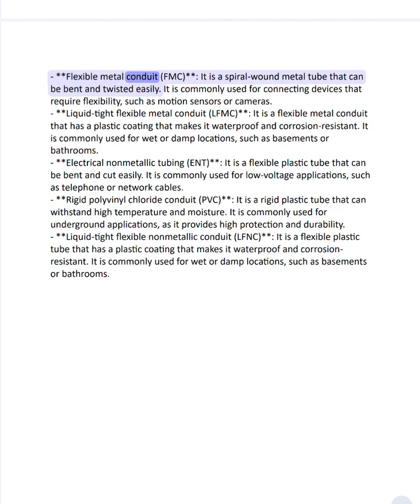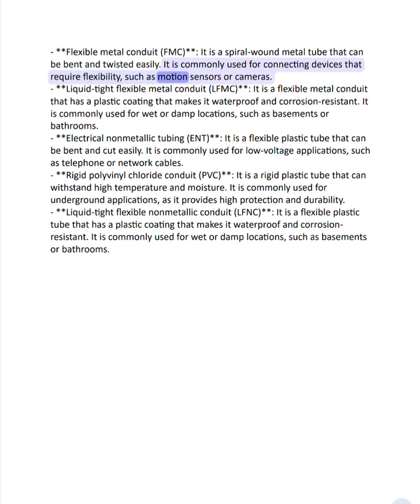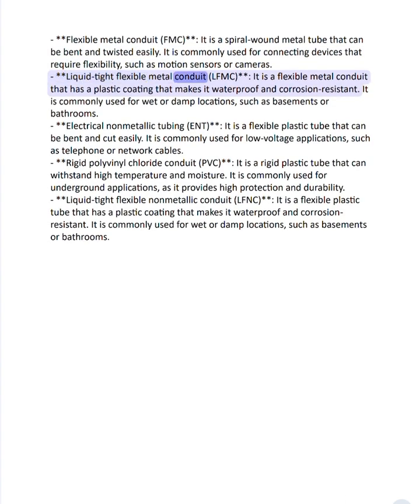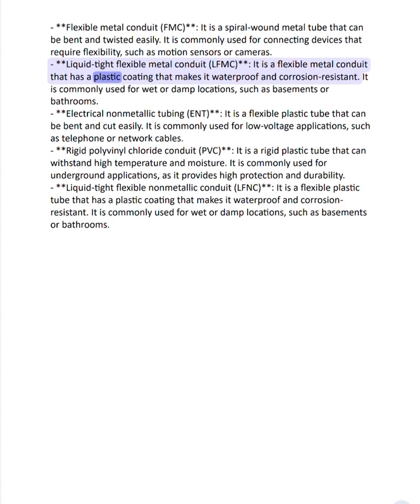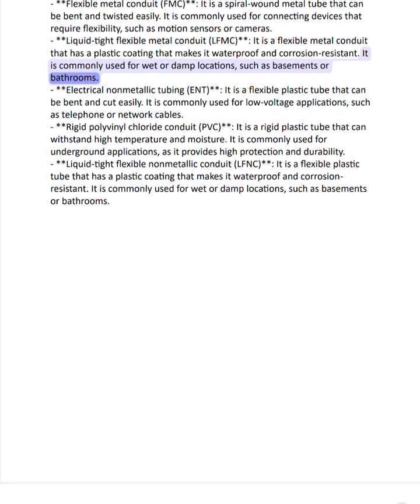Flexible metal conduit, FMC. It is a spiral wound metal tube that can be bent and twisted easily. It is commonly used for connecting devices that require flexibility, such as motion sensors or cameras. Liquid-tight flexible metal conduit, LFMC. It is a flexible metal conduit that has a plastic coating that makes it waterproof and corrosion-resistant. It is commonly used for wet or damp locations, such as basements or bathrooms.